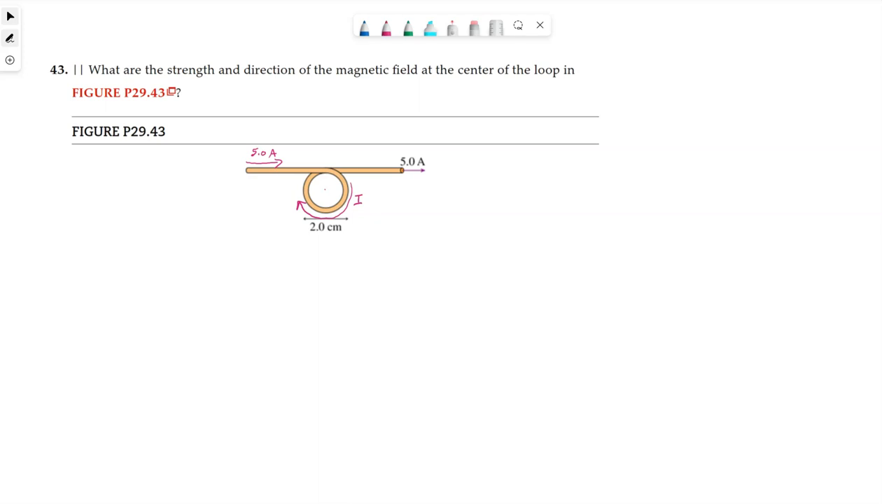So there's going to be a magnetic field here in the center of the loop. We need to determine both how strong that field is and what direction overall it points in. We do need to consider the total magnetic field at the center of this loop.